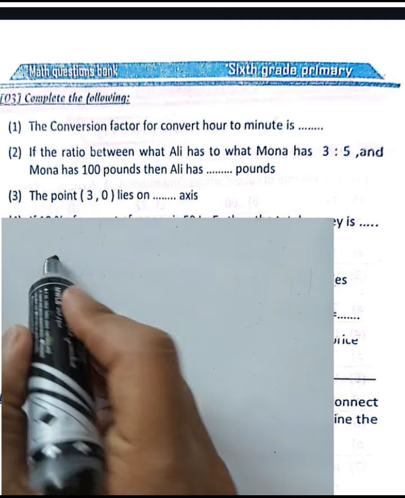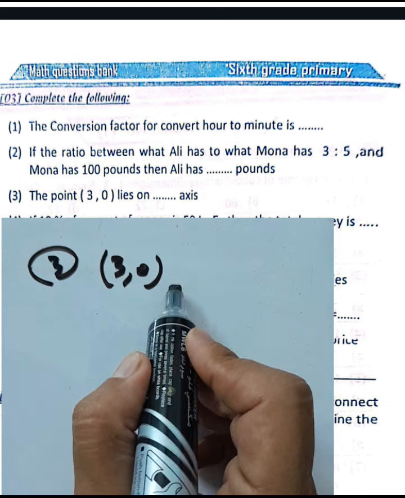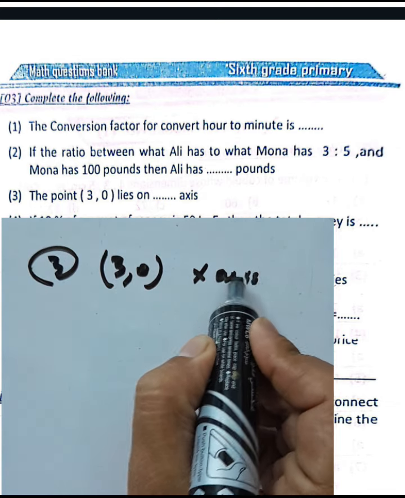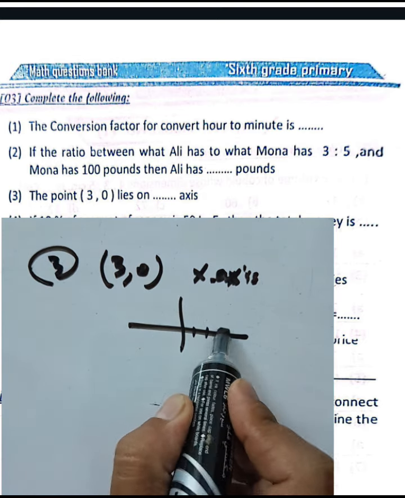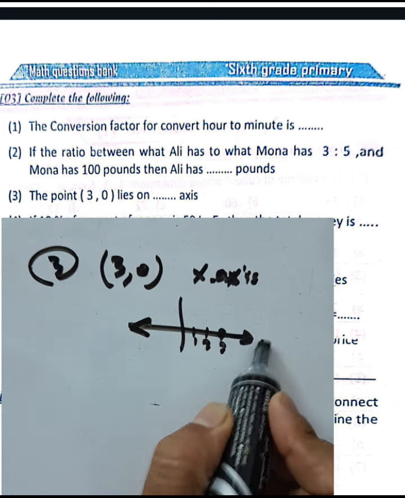Question number 3. The point (3, 0) lies in the space axis. 3 and 0 lies in the x-axis. Here is 1, 2, 3. 3 and 0. This point lies in the x-axis.